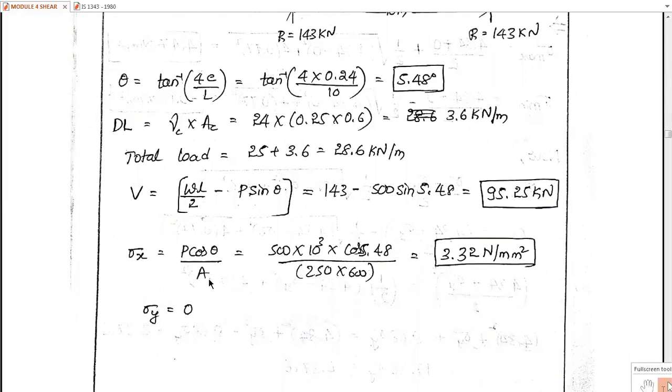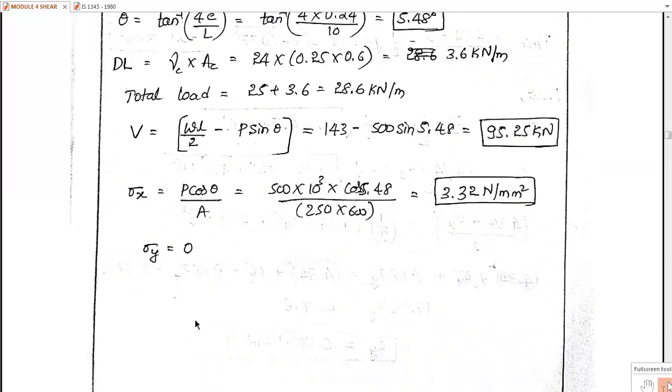Now we need to calculate sigma x and sigma y. Sigma x is equal to P cos theta by A, P is 500 kilonewton, cos theta by the entire area; we have to substitute here 250 into 600. We get sigma x as 3.32 Newton per mm square. Then sigma y: no vertical pre-stressing is adopted in this problem, so sigma y is equal to 0.